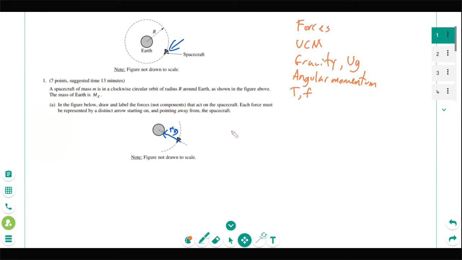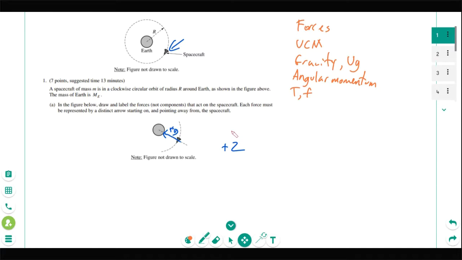That's it. All right. Now, if this was AP exam time and you wanted to get scored for that, that earns you a whopping 2 points. 1 point for it pointing towards the center, and 1 point for it being the force of gravity, or labeling it something like that.